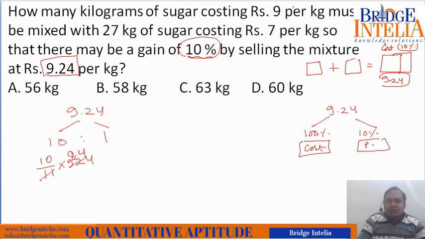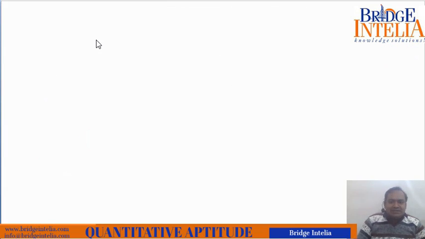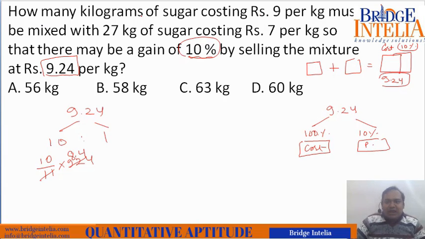So you are mixing two varieties. One variety is 9 rupees, the other variety is 7 rupees. Now the meaning of the question is you have two different varieties with different average prices, variety A and variety B. The average price of variety A is 9 rupees per kg.